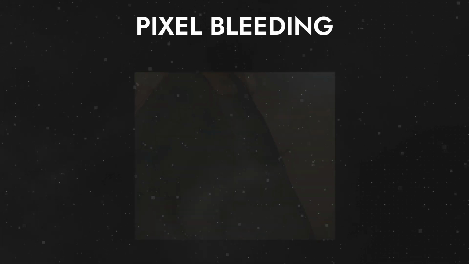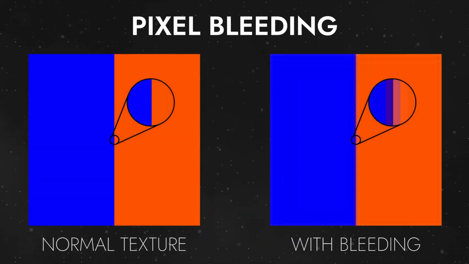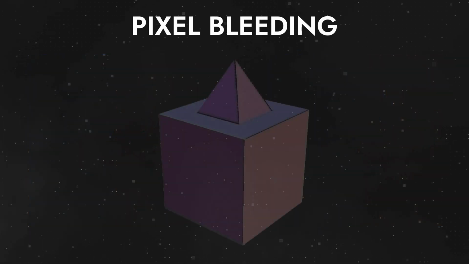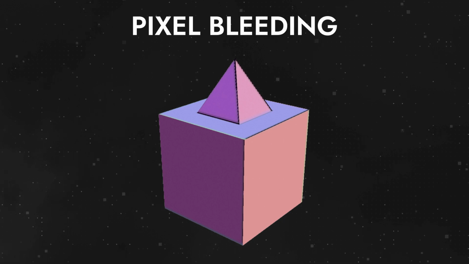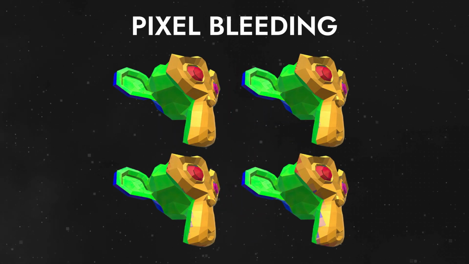Now I would like to tell you about a few techniques and problems that you may encounter when working with UVs. Pixel bleeding. It's an artifact that occurs when applying a texture to a 3D model surface. It happens when texture pixels bleed into neighboring pixels or UV islands due to sampling inaccuracies, interpolation, or anti-aliasing. As a result, the texture appears to be bleeding outside its intended boundaries, causing visible seams, artifacts, or blurring.